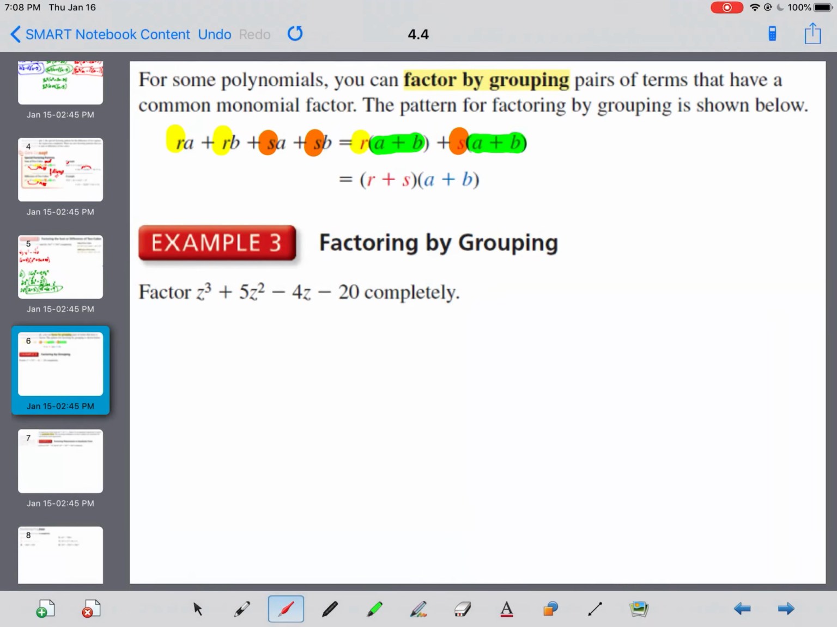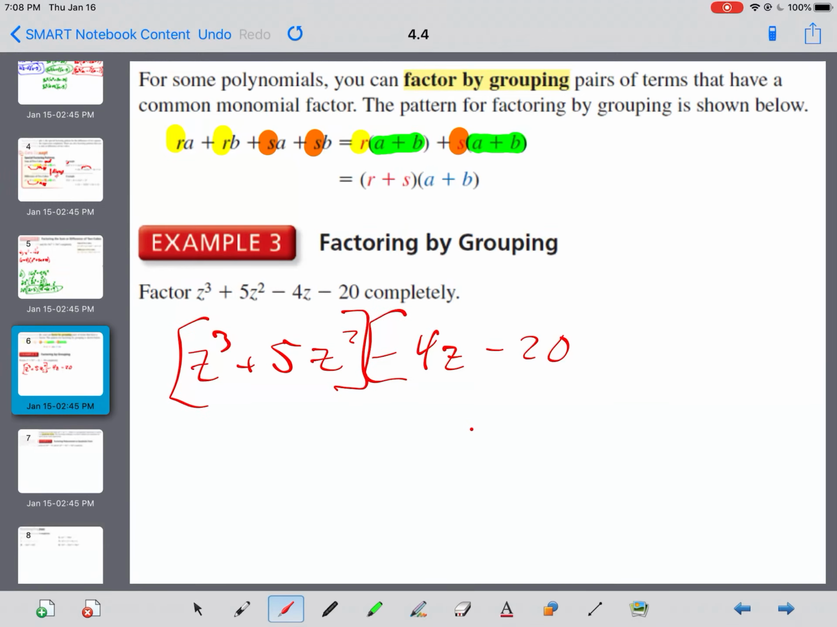Okay. So let's look for that here in the example that they give. You could try to look for greatest common factor, but they don't all have numbers and they don't all have letters. So we're going to take z to the third plus 5z squared minus 4z minus 20, and we're just going to group them together and pull out what they have in common. So I'm going to group this part, and I'm going to group that part. And what I pull out is going to have a sign with it. So what is common in z to the third plus 5z squared is just z squared. And that leaves me with z plus 5.